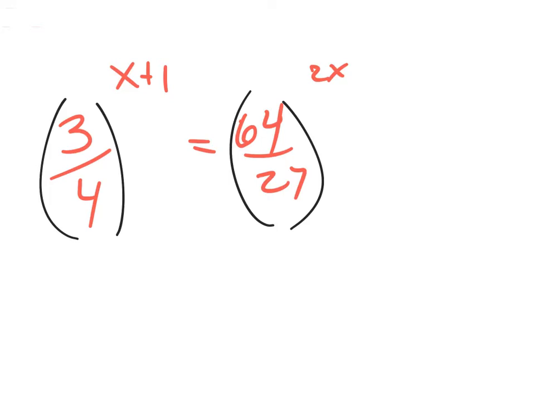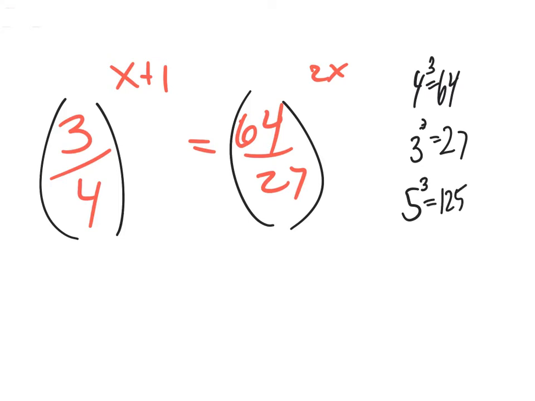Now, two little factoids that you need to know. 4 to the 3rd, who's got that memorized? 4 to the 3rd is what? 64. Good, you need to know that. And 3 to the 3rd is what? 27. And 5 to the 3rd is 125. Those are the toughest to the 3rd powers that we expect you to know. We don't expect you to know 6 to the 3rd. 5 to the 3rd is the highest we go. Now, 2 of the 3 of those are useful right now.